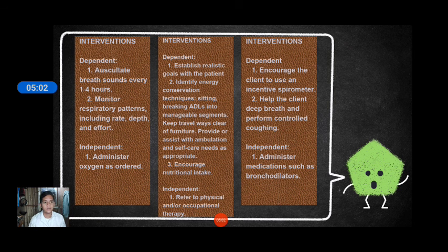And for the dry cough, the interventions for the dependent: encourage the client to use an incentive spirometer. Second, help the client deep breathe and perform controlled coughing. And for the independent, administer medications such as bronchodilators.